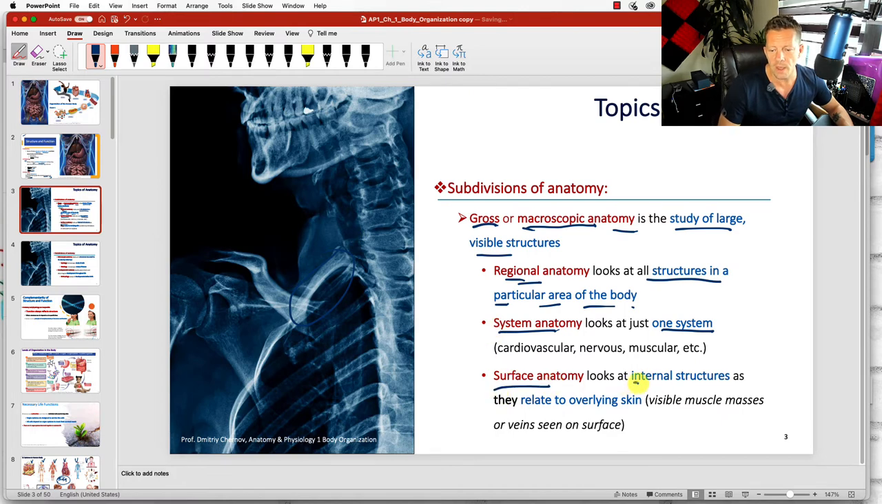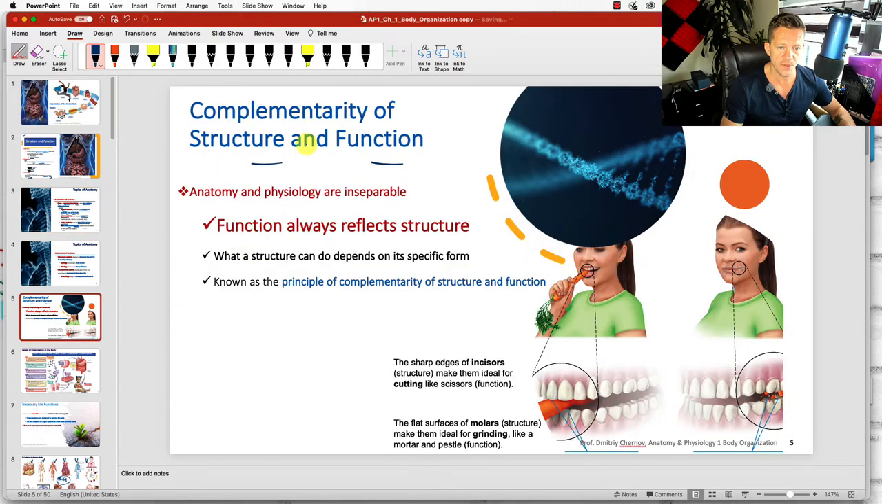Surface anatomy looks at internal structures as they relate to overlying skin, like for example visible muscles or veins seen on the surface. So surface is the superficial area. Under complementary structure, function always reflects structure, or function always relates to a structure.